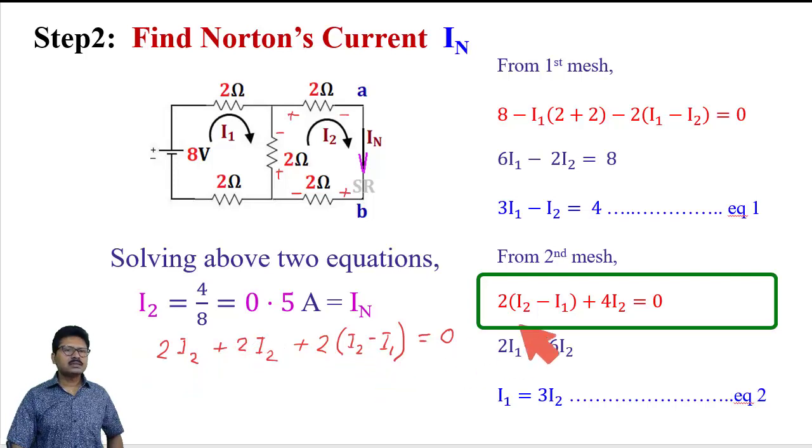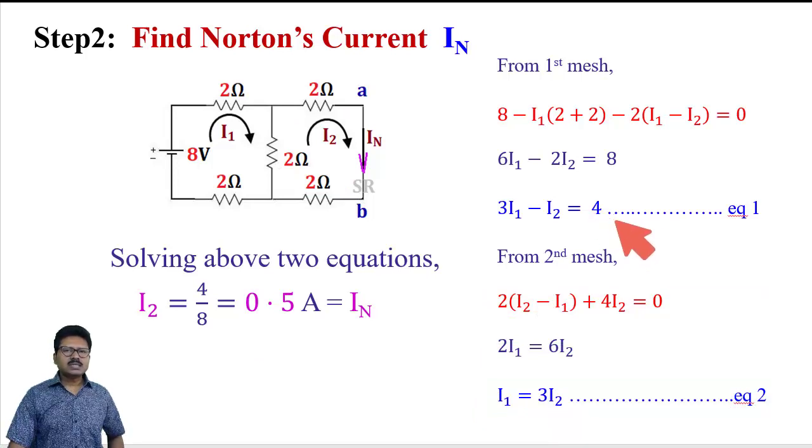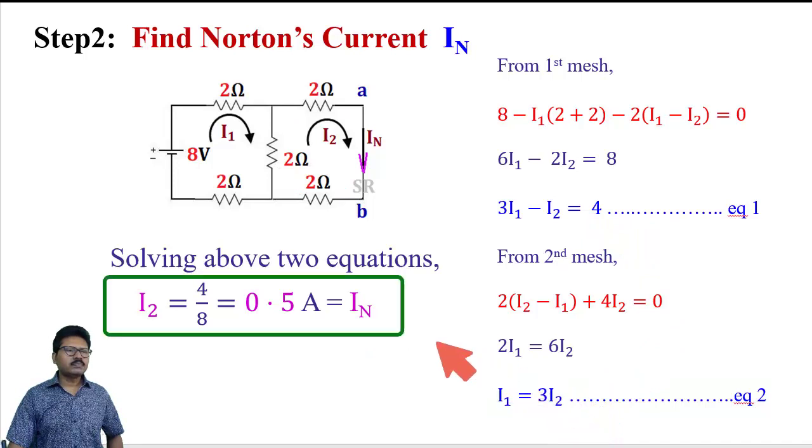So from this is the equation. From this equation, after simplifying, I got I1 is equal to 3 of I2. Now solving equation 1 and equation 2, I found I2 is equal to 0.5 ampere. Now what is I2? I2 is that current which is flowing through this shorted path. So no doubt I2 is Norton current. So the value of Norton current is 0.5 ampere.